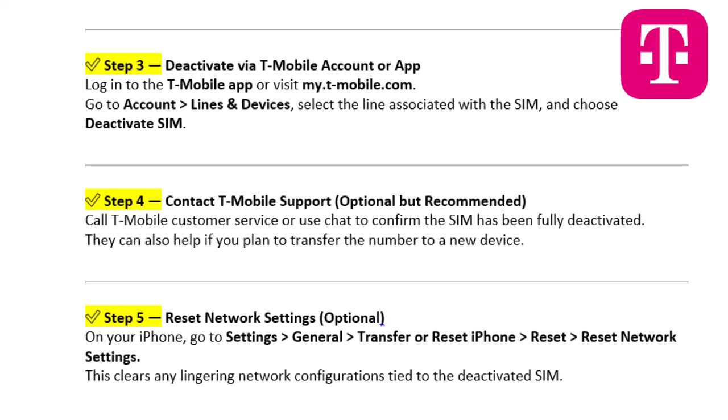Step 4. Contact T-Mobile support. Optional but recommended. Call T-Mobile customer service or use chat to confirm the SIM has been fully deactivated. They can also help if you plan to transfer the number to a new device.